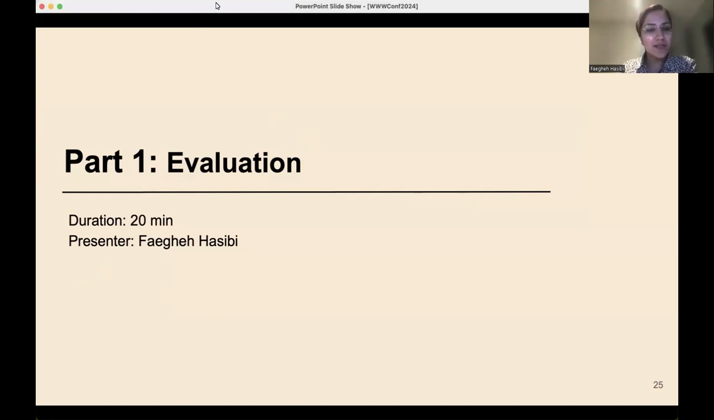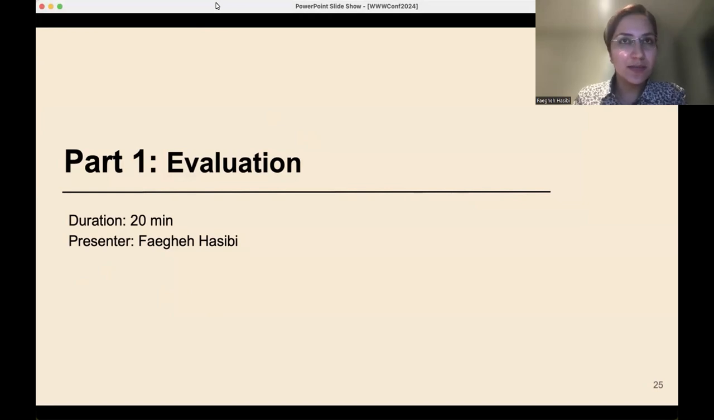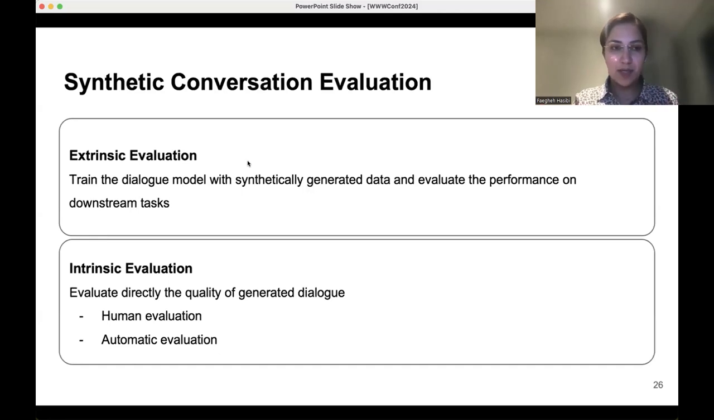I'm Faegheh, and I'm going to present the evaluation part. Evangelos already told about the importance of having these conversation generation methods evaluated before knowing about the actual methods. So remember, the final goal of data augmentation for conversation is to increase the quality or quantity of training data. And based on this, there are two methods of evaluation: extrinsic evaluation and intrinsic evaluation.